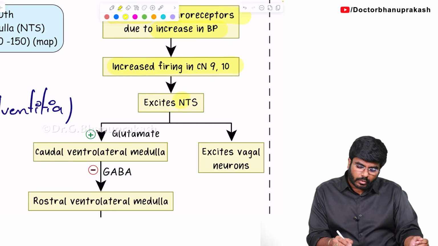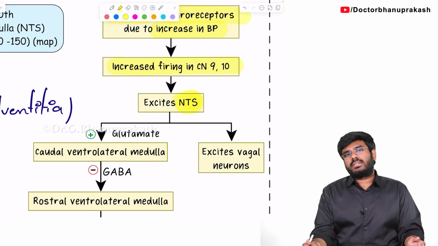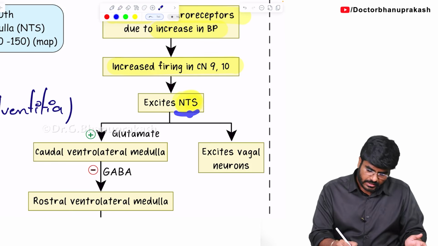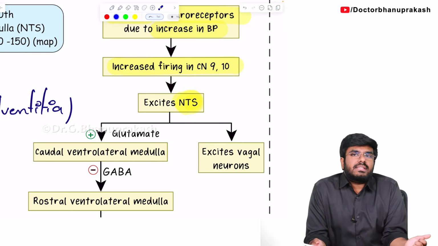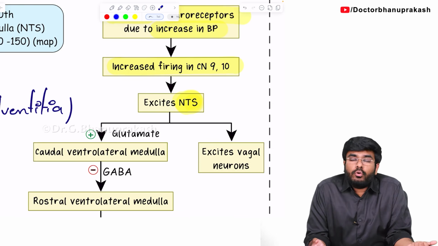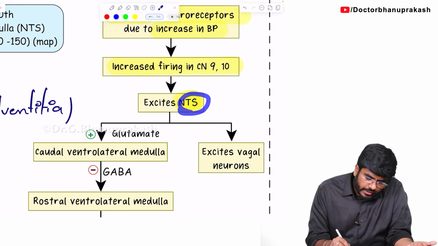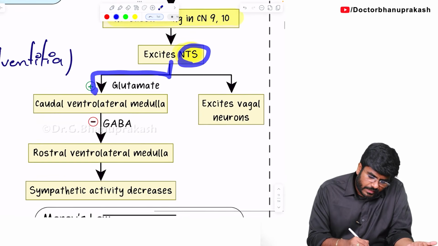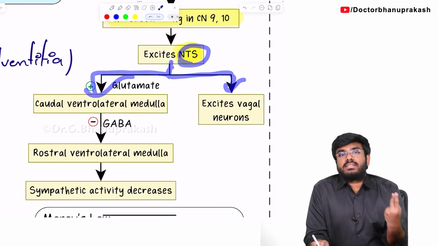Now the information, where will it go? The information is going to the nucleus of tractus solitarius. Now the nucleus of tractus solitarius is the headquarters. Now it will understand, oh, there is more BP in the body, which is definitely not good for him. So immediately this nucleus of tractus solitarius, it's having two hands. See, the nucleus of tractus solitarius is doing two things.